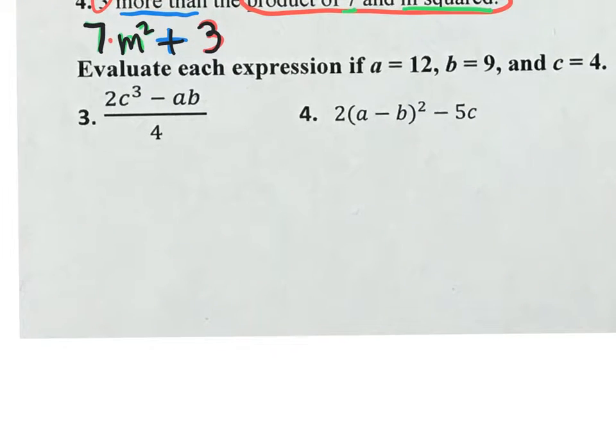Now, the best way to evaluate, which means plug it in, is to replace your letters with numbers. So I start with 2c cubed. I want to put 2, and instead of c, I want to write 4. So I want to put times 4, and then cubed. That's the power of 3. And then we have this minus ab, which is really minus a times b. So let me put the minus. And now my a value is 12, so I'm going to put 12 right there. And then times b, and the b value is 9, so I'm going to put the 9 right there.